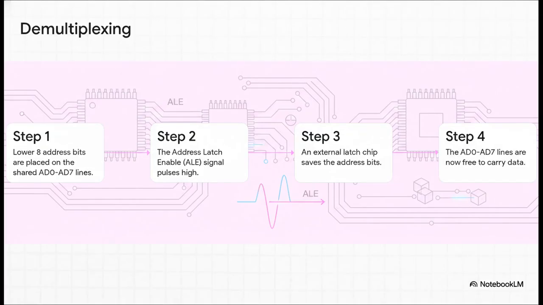So here's how it works, and it all happens incredibly fast. First, the CPU puts the first part of a memory address onto those shared wires. Then, a special signal called Address Latch Enable, or ALE, gives a little pulse. It's basically shouting, "Hey latch, grab what's on the wires right now." The latch does its job and holds on to that address information. And just like that, those exact same wires are now totally free to carry data. It's this beautifully timed little dance.